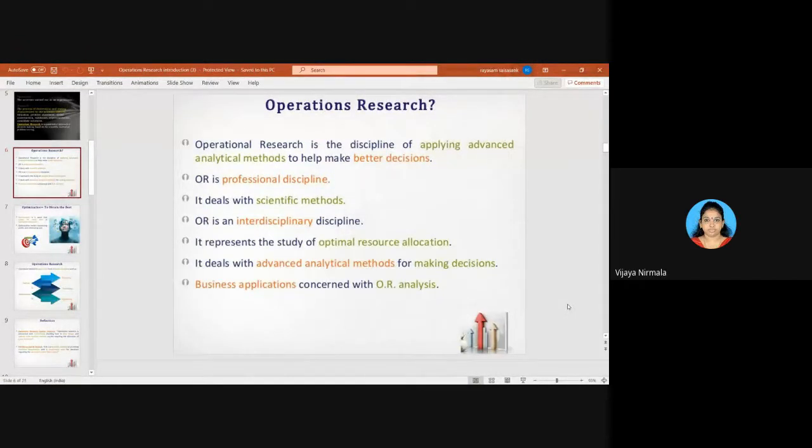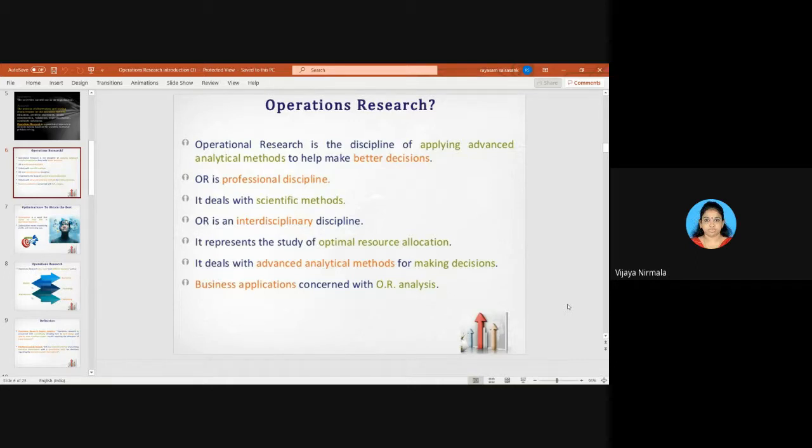So OR is a professional discipline. It is not that the decisions are being taken in an informal way or some other ways. It is a professional discipline and it deals only with the scientific methods. There are several methods, and only with the help of those methods can we do this operations research.